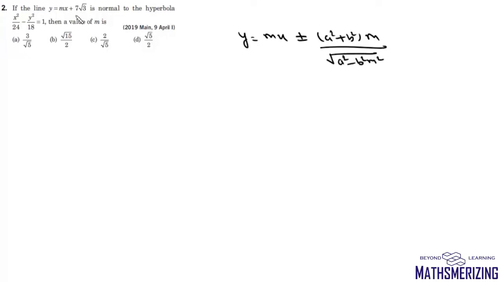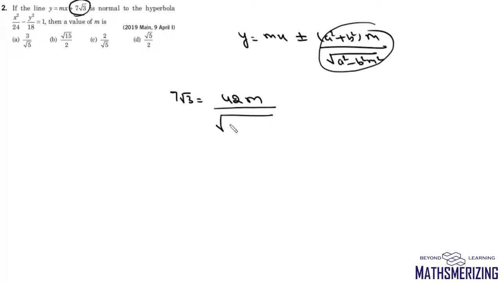Now we'll compare this constant term, then we can write 7 root 3 is, now what's a square plus b square? 24 plus 18. 24 plus 18 is 42m, and this is under root of a square, which is 24, minus 18 m square. This is 6, and this is 2 root 3.